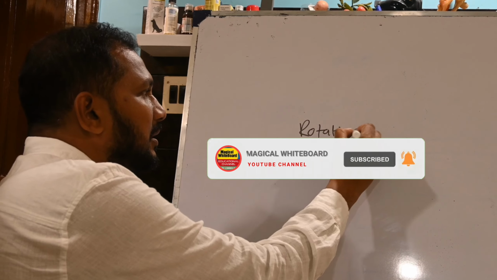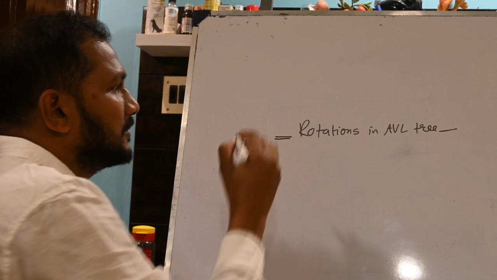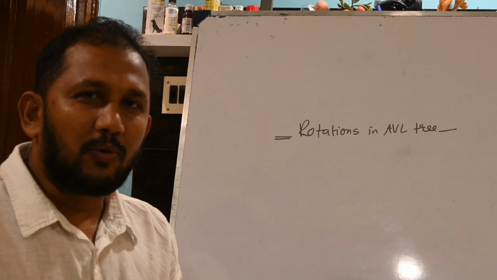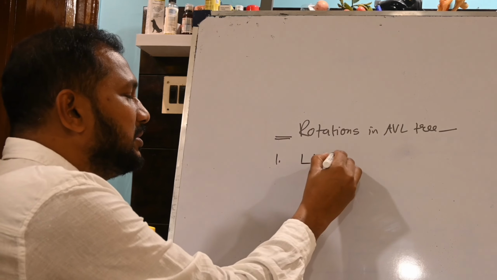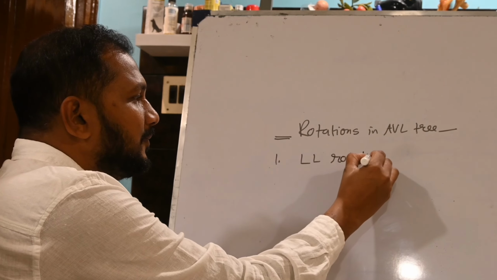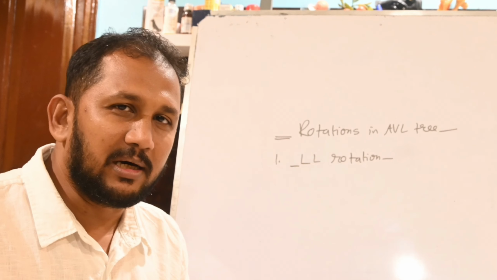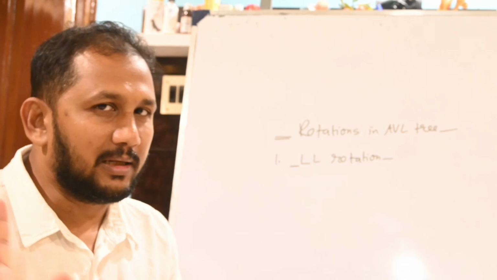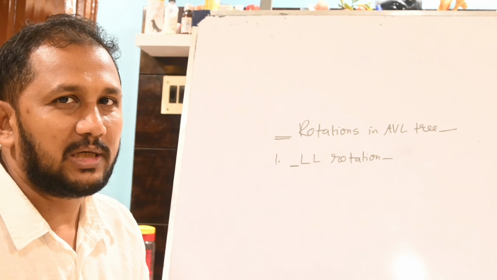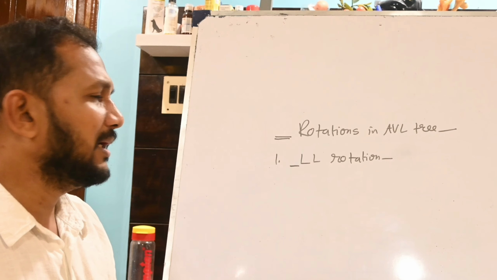Rotations in AVL tree. There are four rotations in AVL tree. One is LL rotation. LL means left, left. Another is LR, next one is RR and RL. LL, LR, RL, RR. So these are the four types of rotation that are used in AVL tree. First of all, LR rotation.